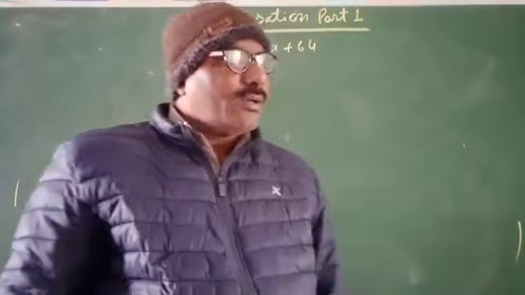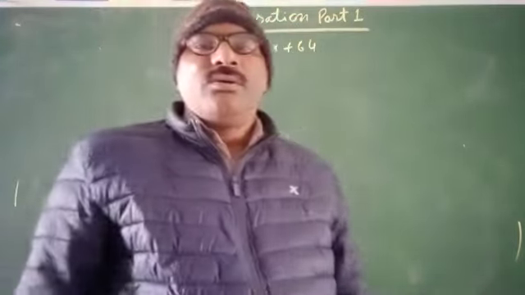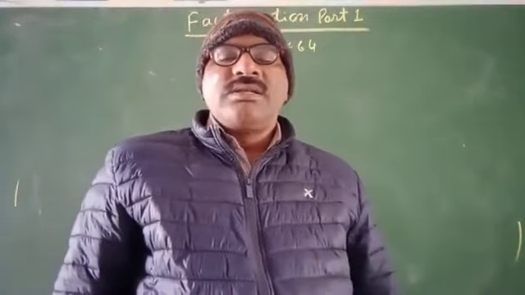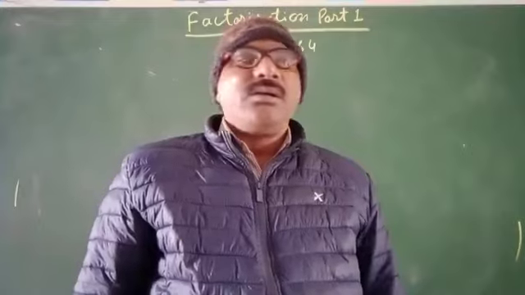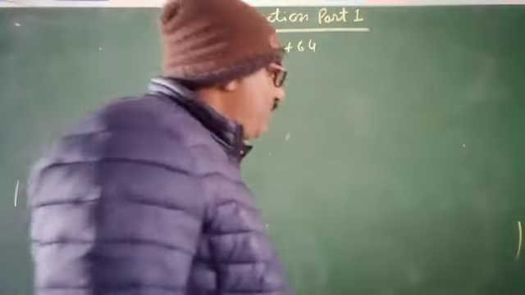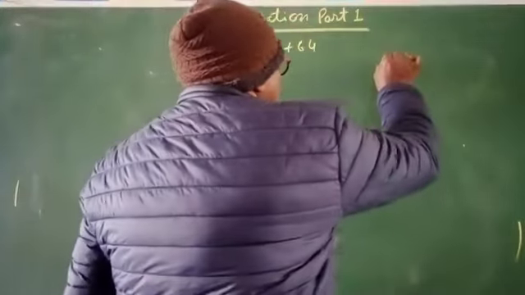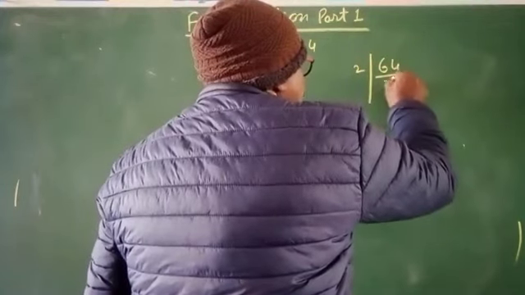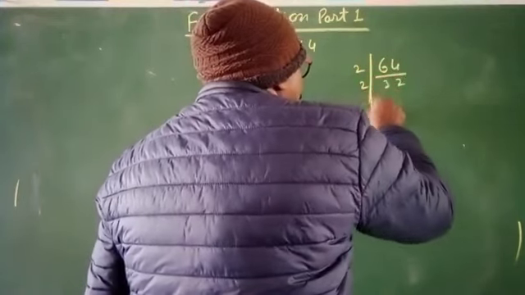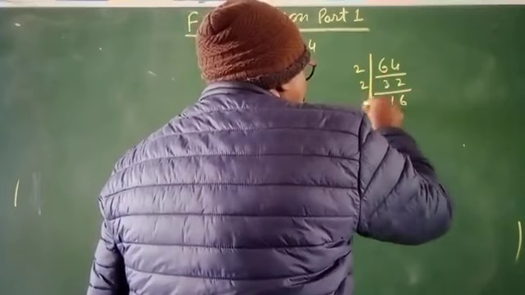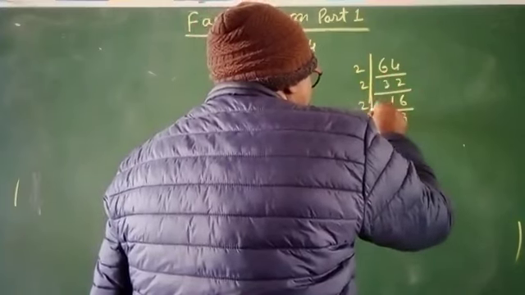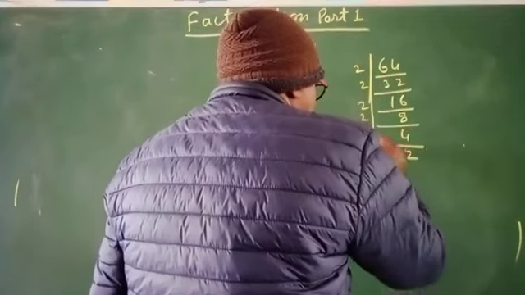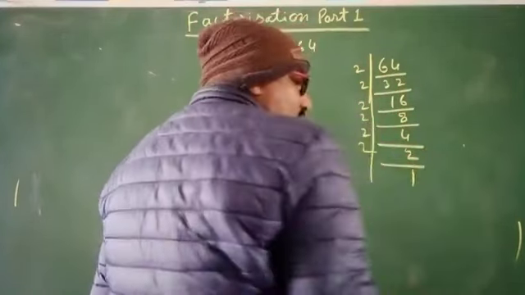For this, find out the factors of 64 in such type. First of all, I will factorize 64 in such a way that 2 3s are 6, 2 2s are 4, 2 1s are 2, 2 6s are 12, 2 8s are 16, 2 4s are 8, 2 2s are 4 and 2 1s are 2.